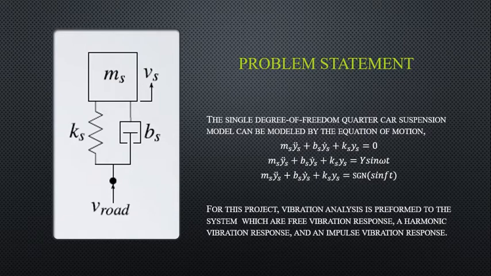The first being a free vibration, the second being a forced vibration, and the third an impulse vibration. With the free vibration, the forced harmonic vibration response, and the impulse, I was able to analyze, with different varying speeds and different damping ratios, what results my model would give using MATLAB.